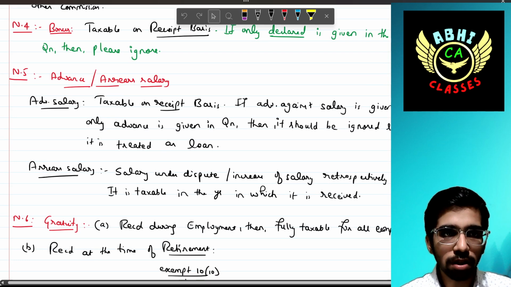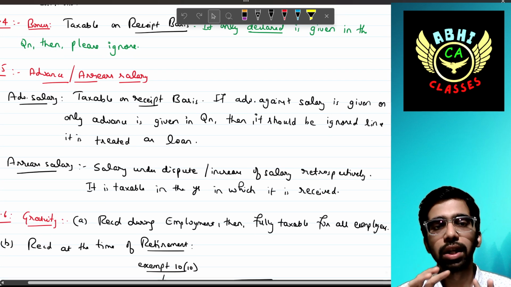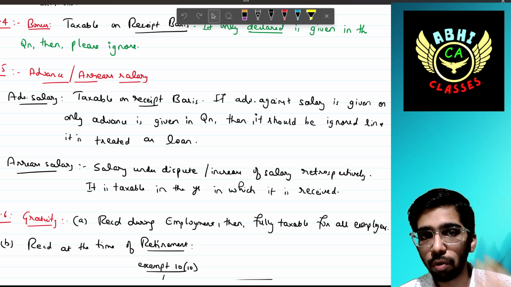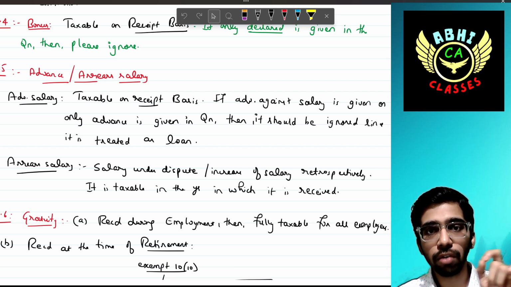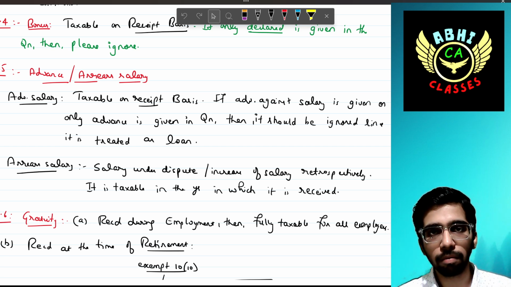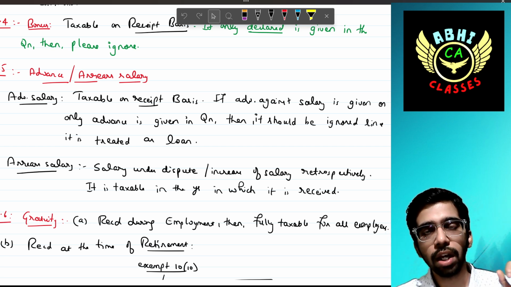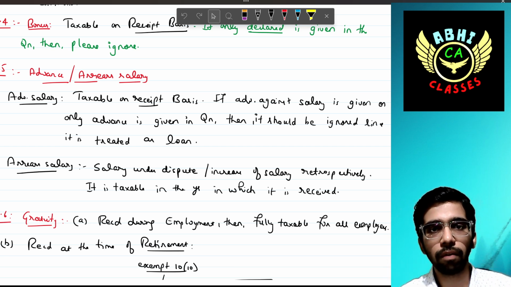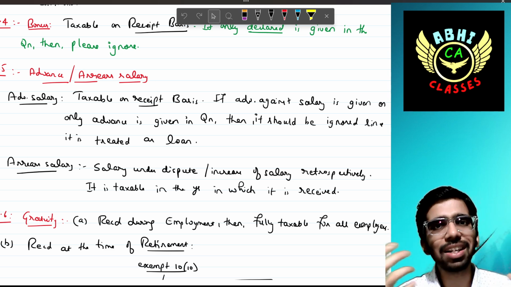Okay. Next, advance salary or arrears of salary. Advance salary means taxable on the receipt basis. Okay. Next, if advance against the salary is given or only advance is given in the question, then we should treat it as a loan. We should not take it as an income, because advance against salary means against your salary, the company is going to give a loan. That's called employees loan, staff loan, in simple terms. Then it should be ignored. We should not take it as an income because it's obviously not income, right?